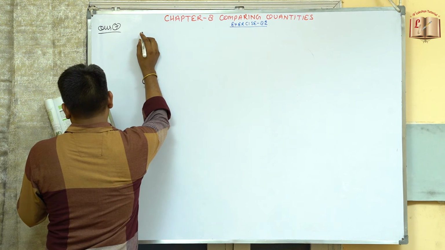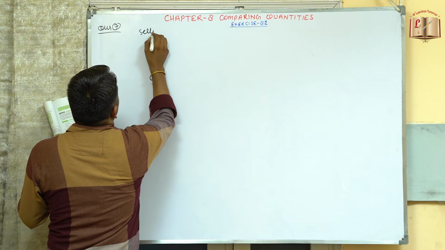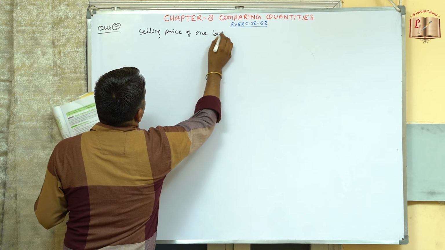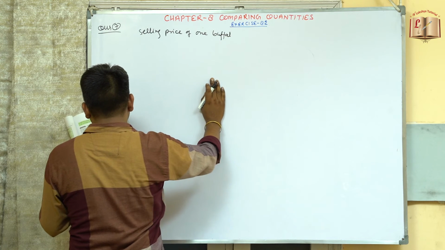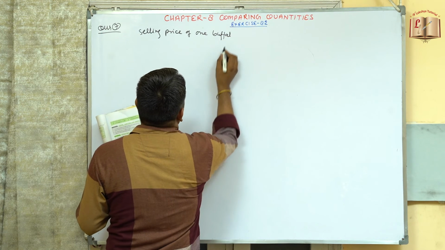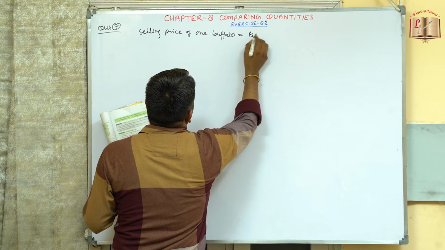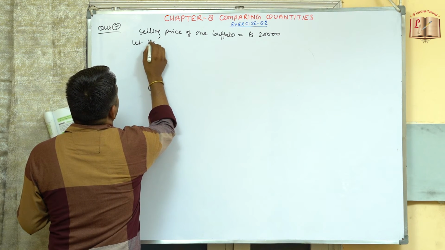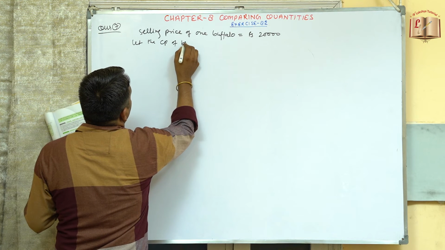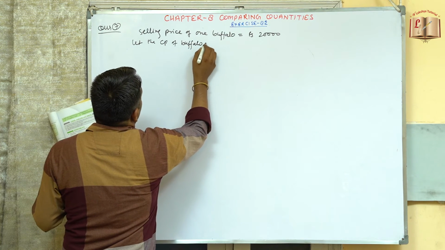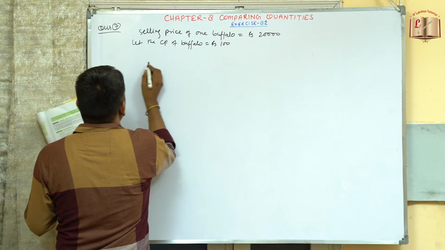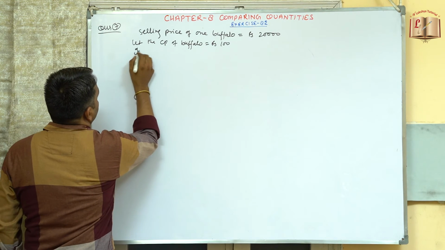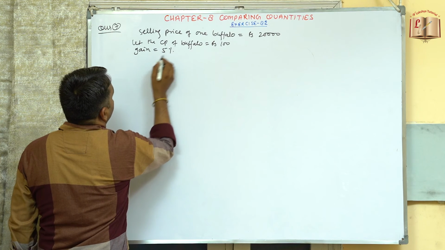So the selling price of one buffalo is given to us, the selling price of one buffalo is equals to rupees 20,000. So let the CP of the buffalo be rupees 100. So for the first case, he made a gain of 5%. So gain is equals to now 5%.